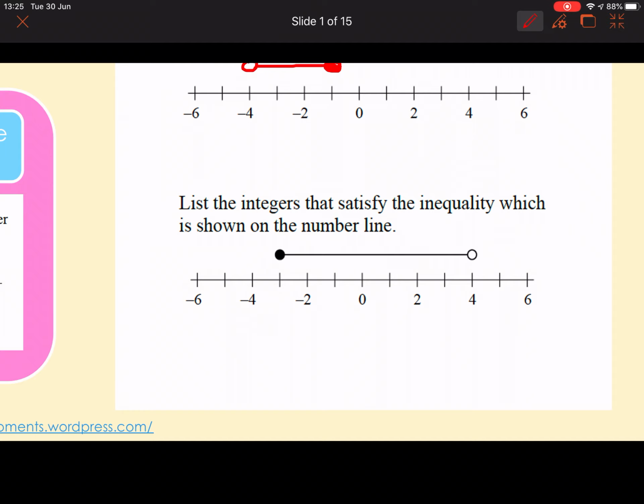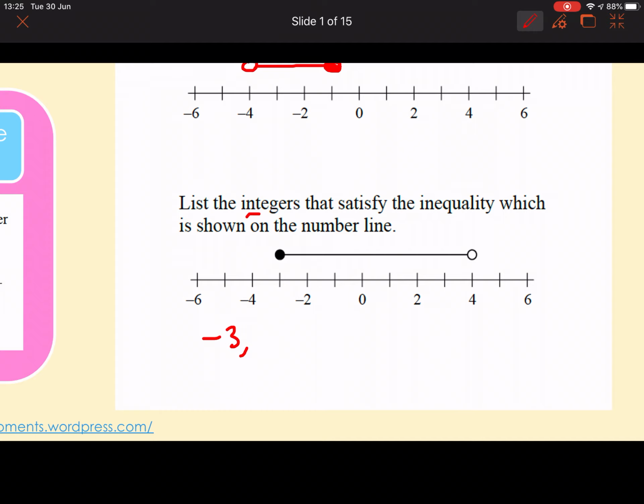So this one is slightly different, you might have to list them. It doesn't say set notation here, so just a list of numbers is fine, but we'll show you set notation later on because it might ask you to list the set. So look at the smallest possible number it could be. Now we've got a dot on minus 3. Could it actually be minus 3? Yes, because it's a filled in dot.